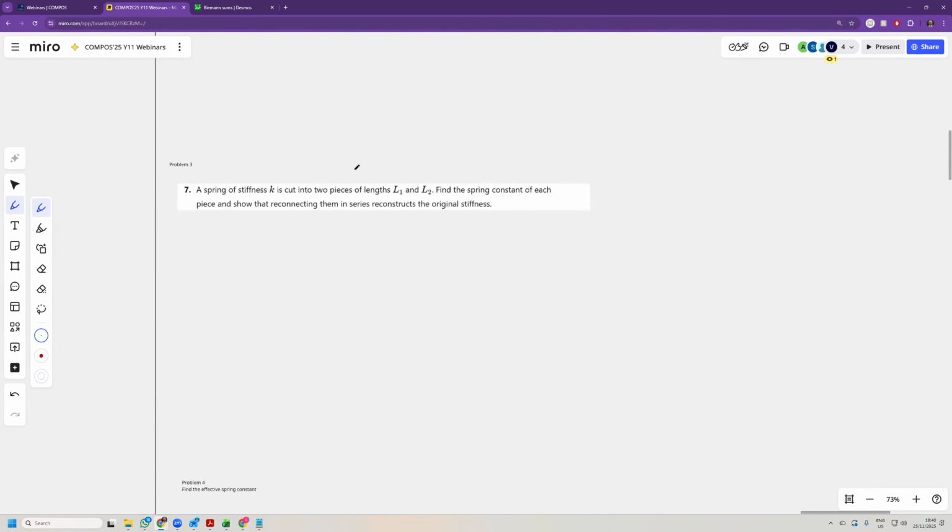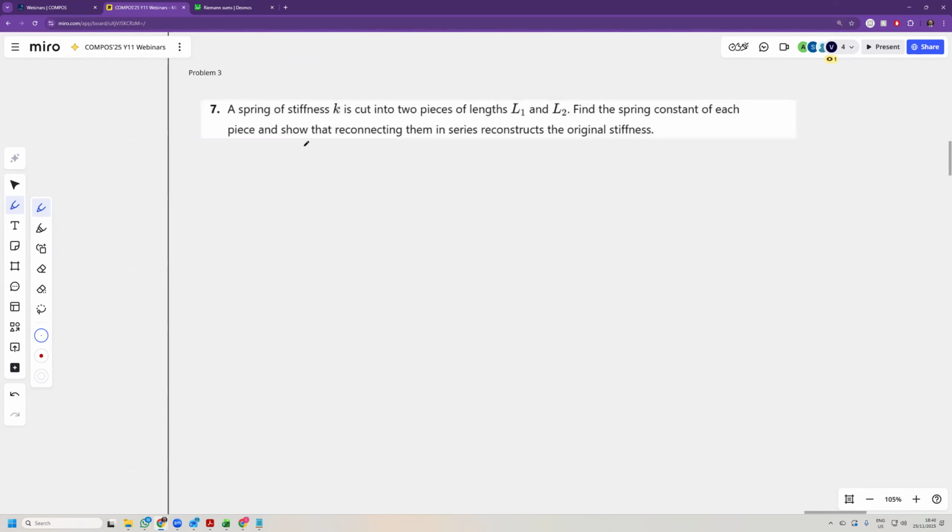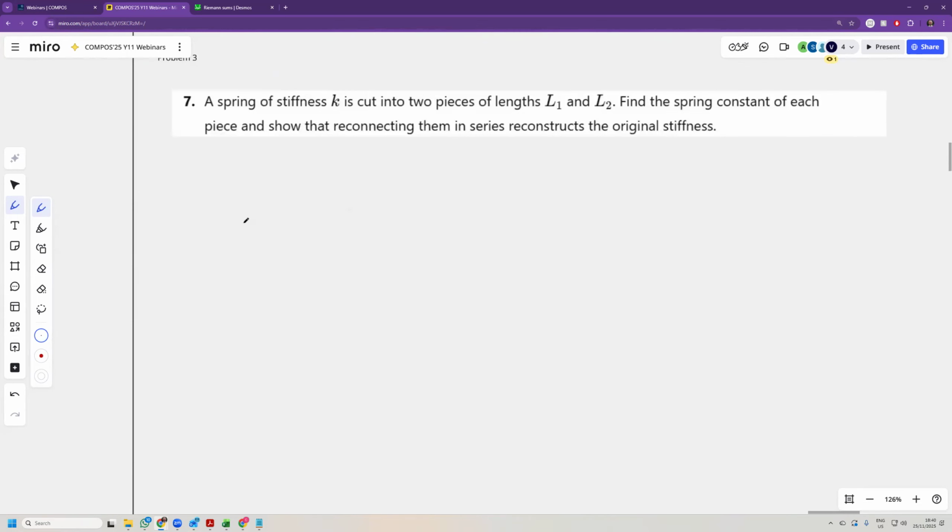Okay. A spring is cut into two pieces, L1 and L2. Right. So a spring is cut into two pieces, L1 and L2. And the spring constant of the spring is K. Find the spring constants of each piece. This is K1 and this is K2.